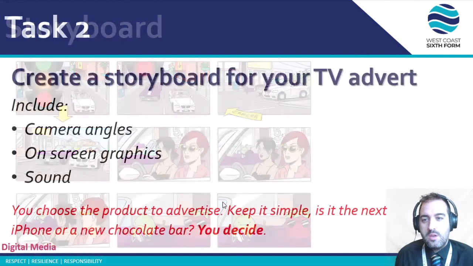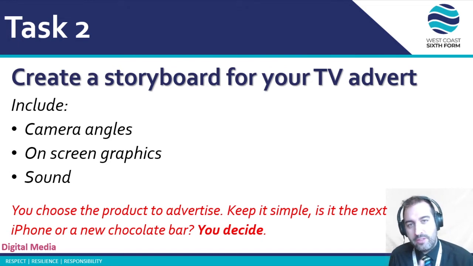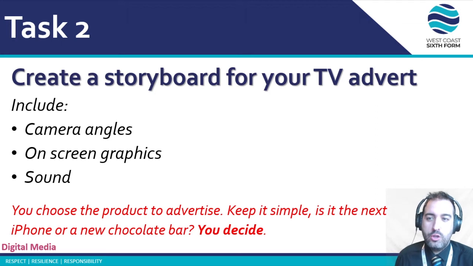car. So what we want you to do, we want you to create a really quick, really simple storyboard for your TV advert. Now I'm expecting yours to be more like the first draft than the final one with all the colour, but obviously in digital media we will give you the skills and the time and the resources to be able to develop a really full colour storyboard. So in your storyboard I'd like you to include camera angles, I want you to include on-screen graphics, and I want you to make a mention of some sound.